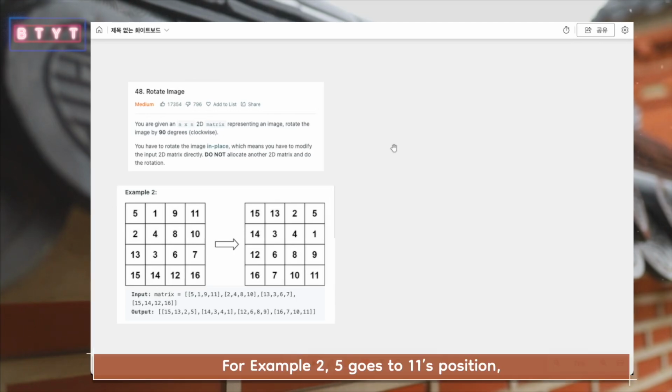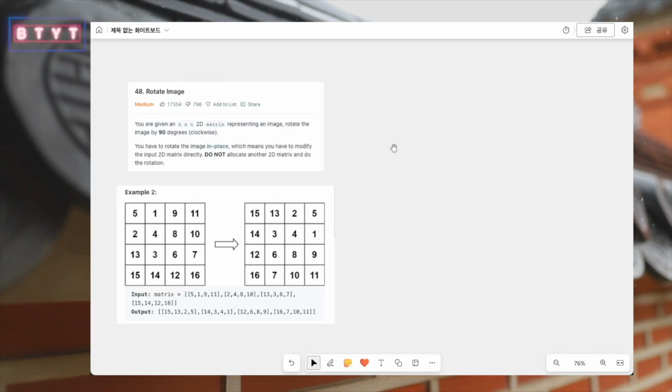For example 2, 5 goes to 11's position, 11 goes to 16's position, 16 goes to 15's position, and 15 goes to 5's position. There are many ways to solve this problem, but I think we can use swapping variables. With this strategy, let's rehearse the previous situation.